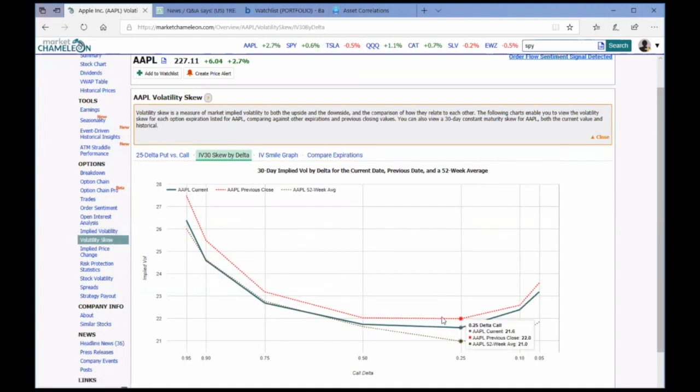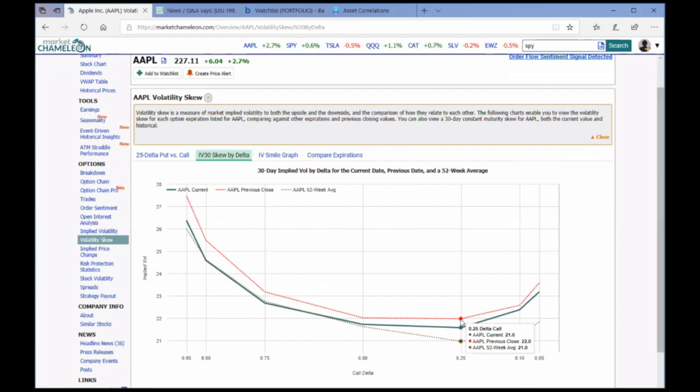Now, right here, this is today. Okay, this is what I'm pointing at. This is the broken red line. Okay, that's a 25 delta call in Apple. Now, we spoke about this last week. I mean, the 25 delta put and call are typically where variance swaps transact. And it's kind of a basis for the way a lot of these bulge bracket firms will make markets in options.